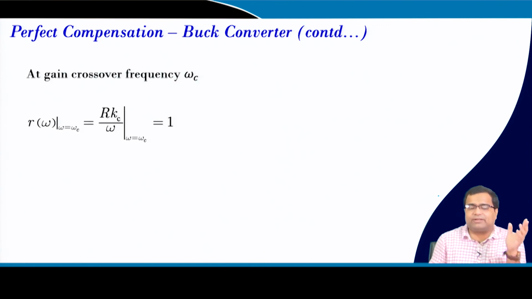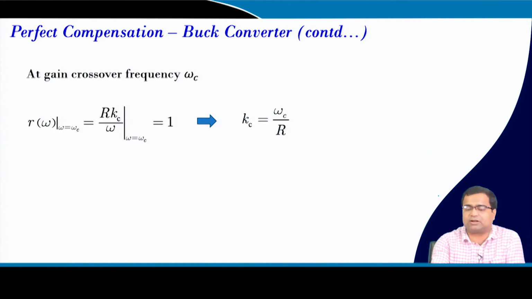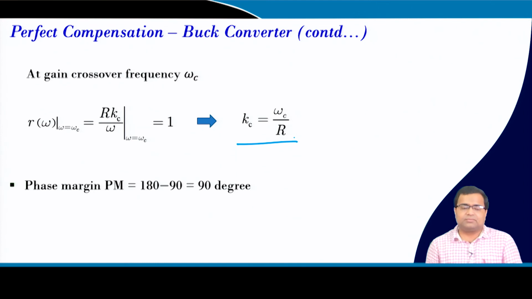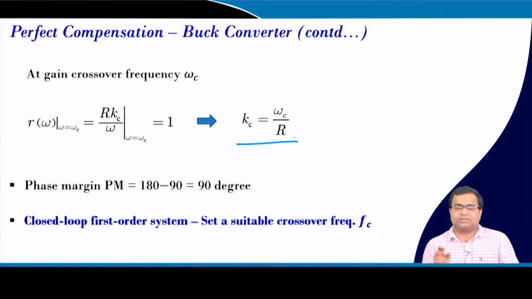So, at crossover frequency, our gain should be 1, and this gives us the controller gain, which is simply omega c by r, and then the phase margin is always 90 degree. So, we need to close the loop, so we have to select a suitable crossover frequency.